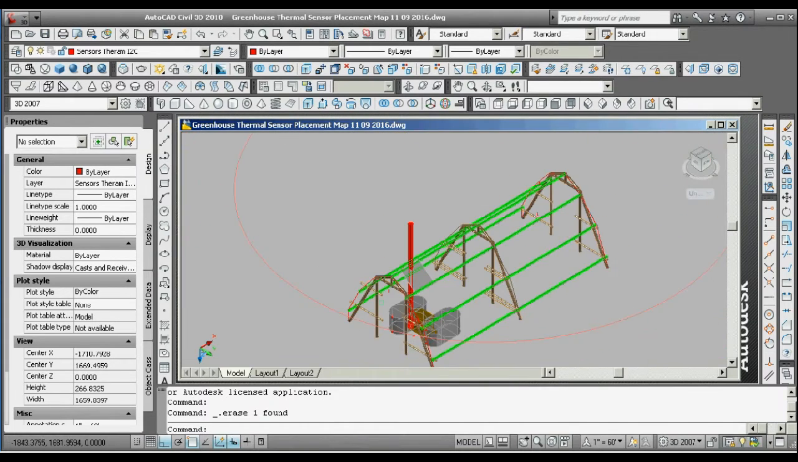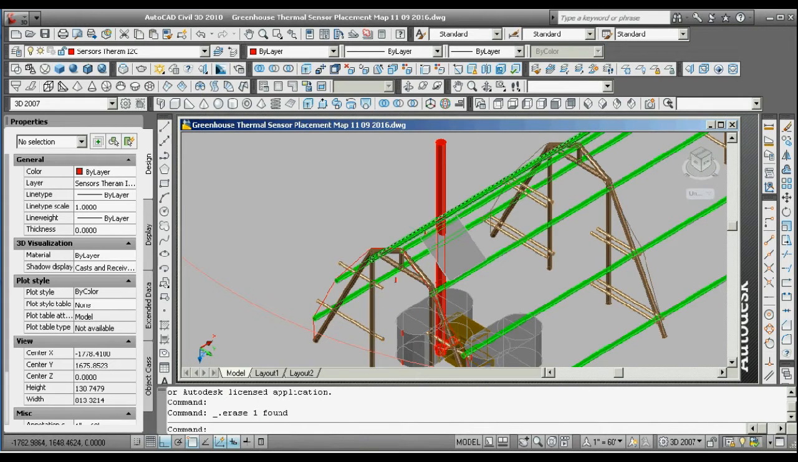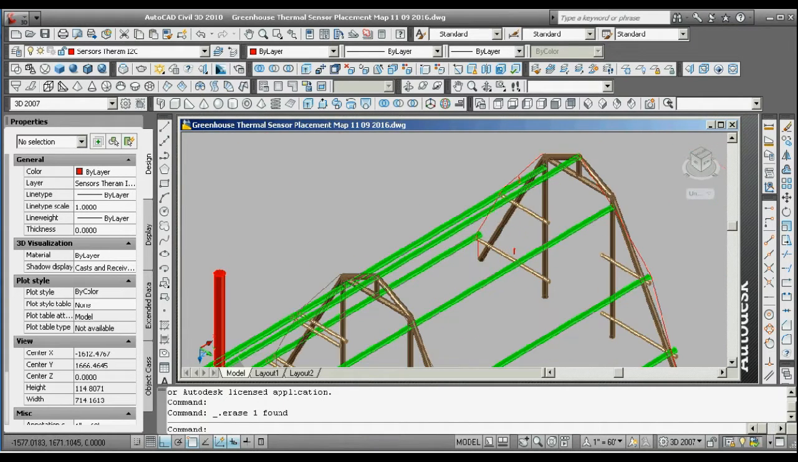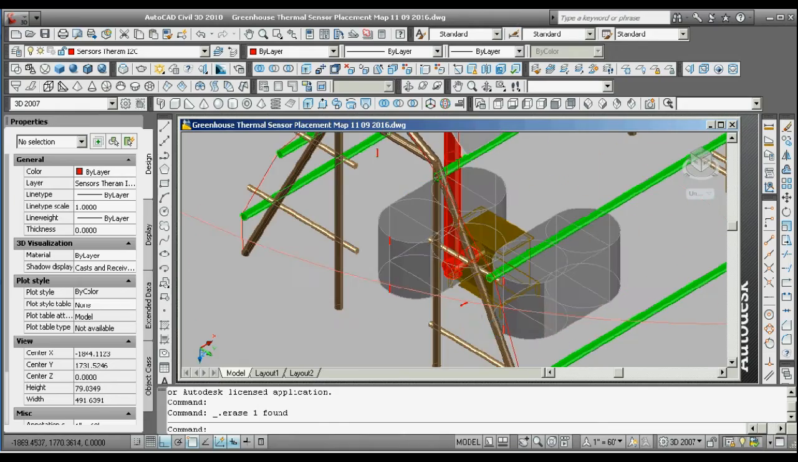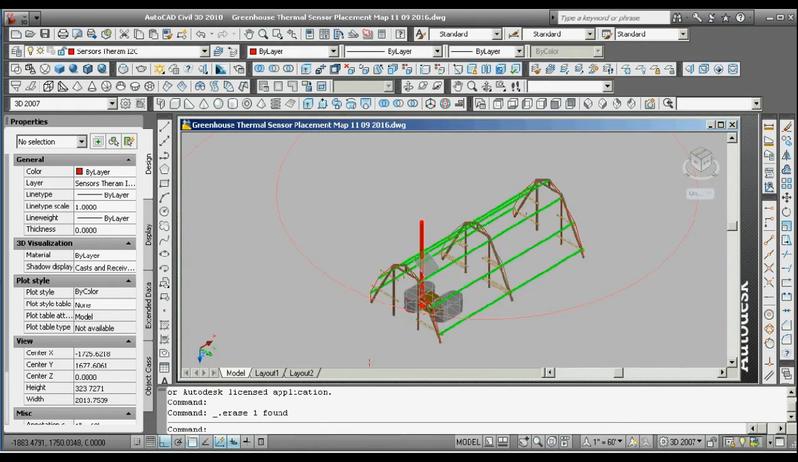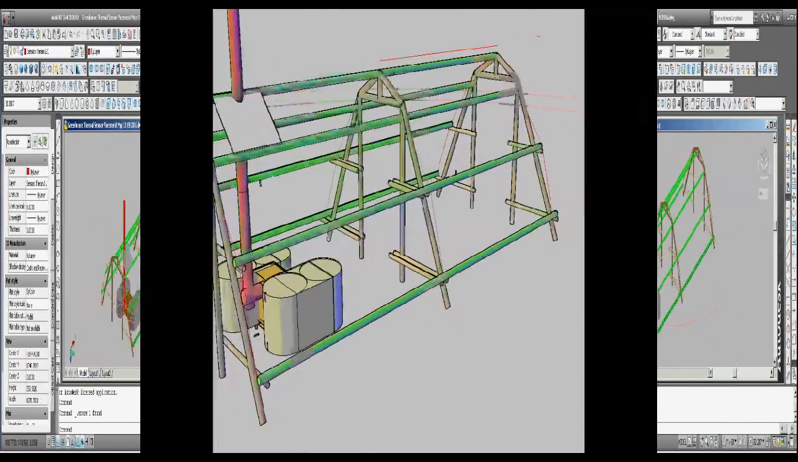One behind the stove. Got one west-high, west-low. East-high, east-low. There's the six in the bed in here. There's one outside. And two air inlet sensors. The air inlets also are not shown on this drawing. I apologize for that.